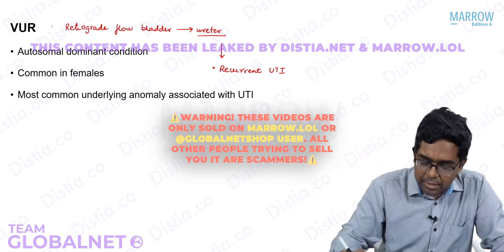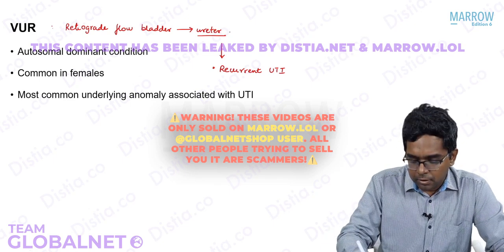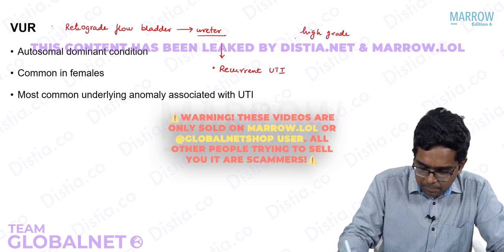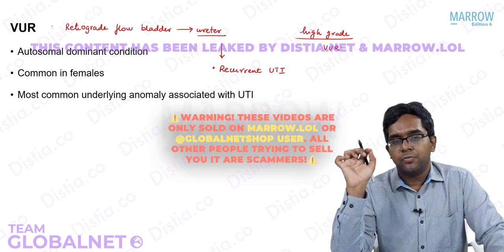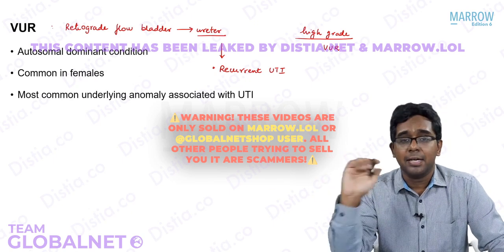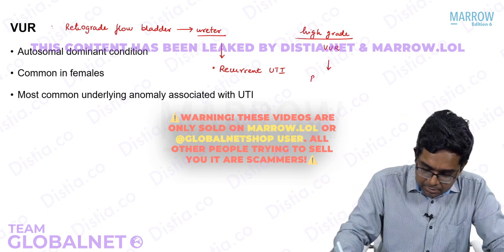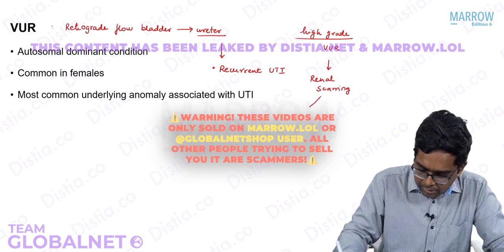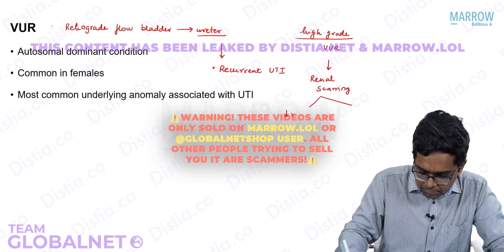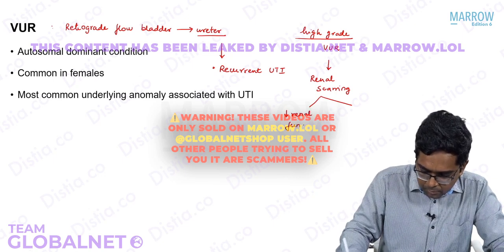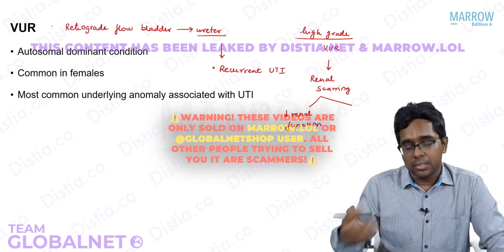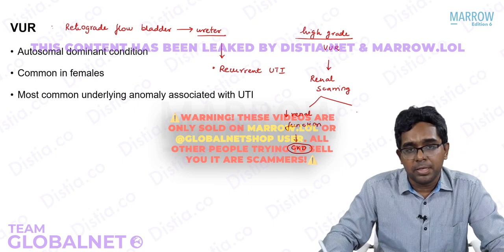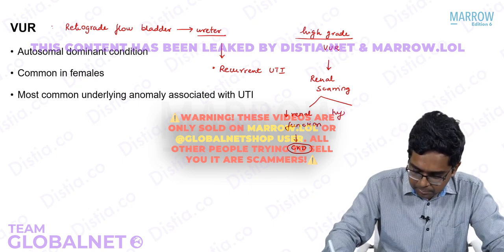And the second important consequence is, in case of high grade vesico-ureteric reflux, there is a retrograde flow all the way into the renal parenchyma itself. This results in renal scarring, and because of renal scarring, it can result in decreased renal function, also called renal insufficiency, which can even lead on to chronic kidney disease also. Second, renal scarring also predisposes to the development of hypertension.